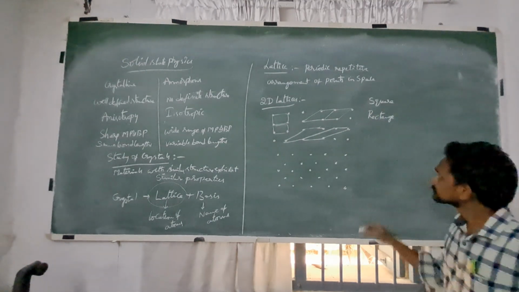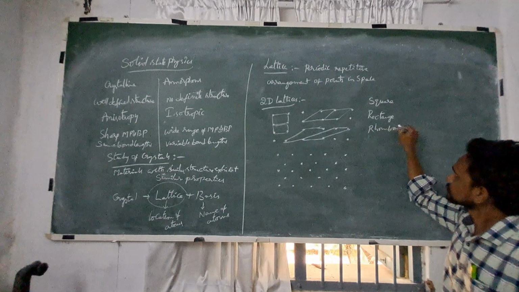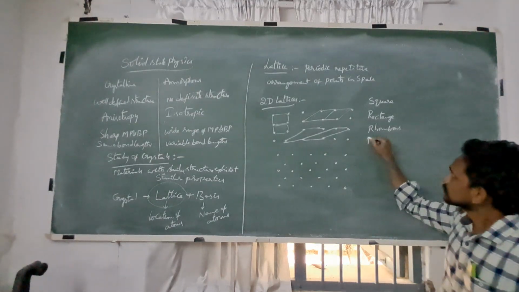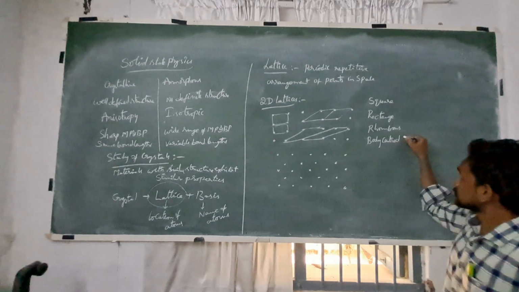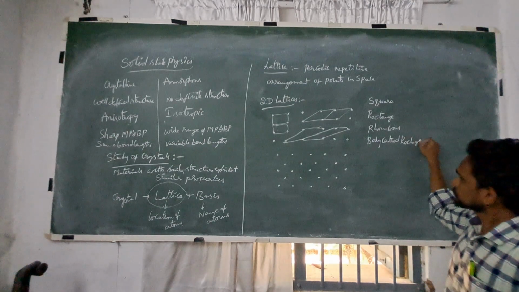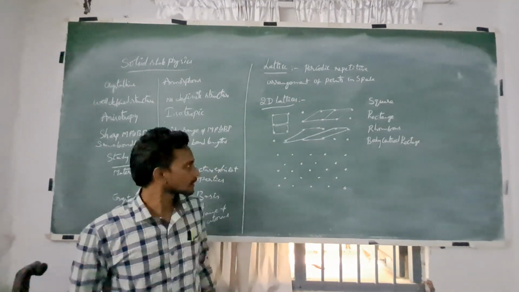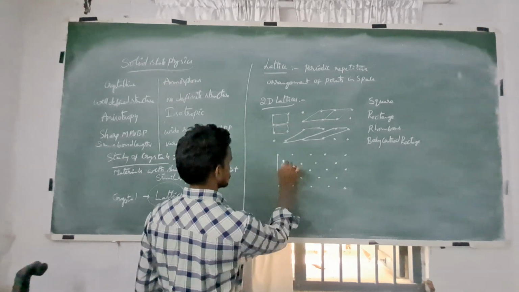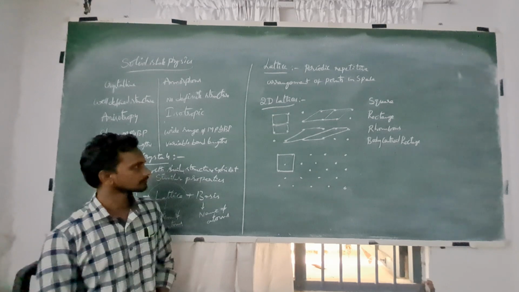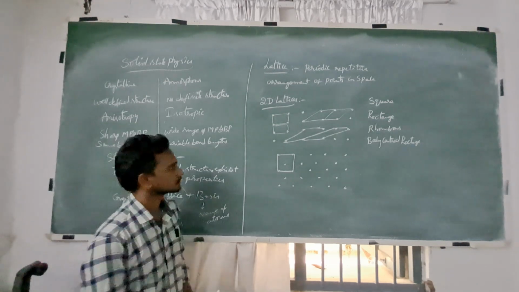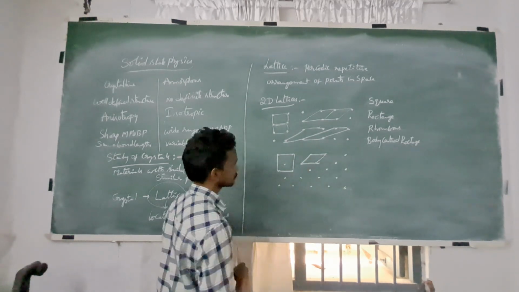Rectangle, rhombus, body centered rectangle. So I can connect this like a body centered rectangle. I can also connect this like a rhombus.